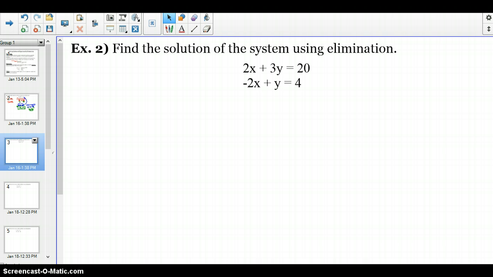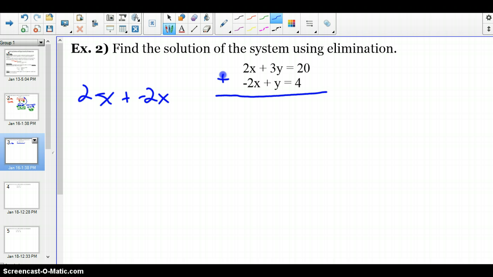So go to your second example. Now let's analyze this. I've got, again, two equations, two unknowns. The coefficients on x are the ones that have the same coefficient, one positive, one negative. So I'm going to add my two equations together, and when I do that, 2x plus -2x, they cancel out. There's no more x's there. So you could write 0 here if you wanted.